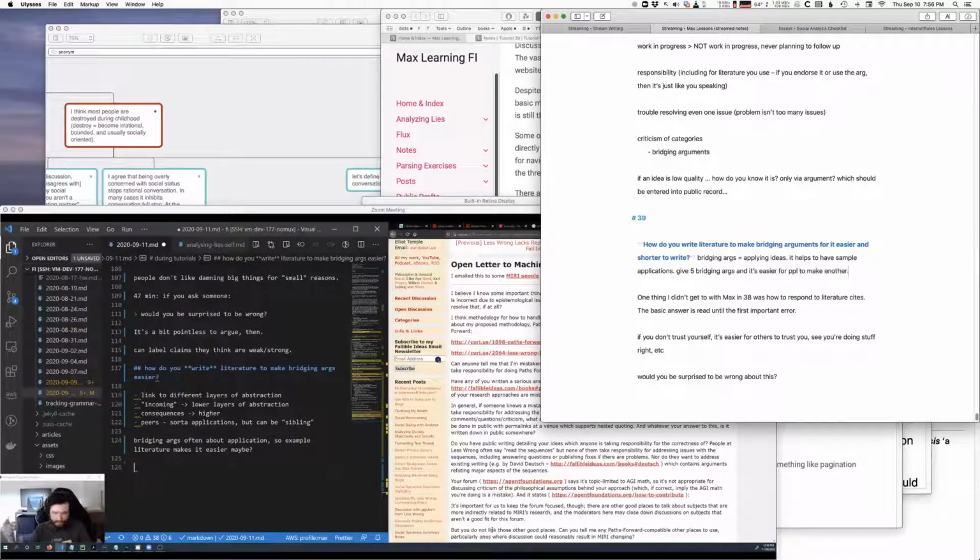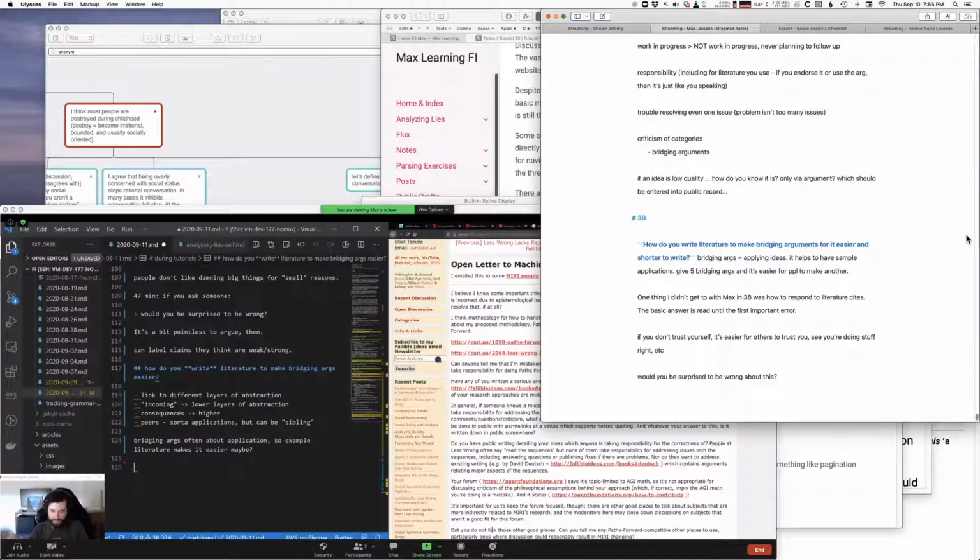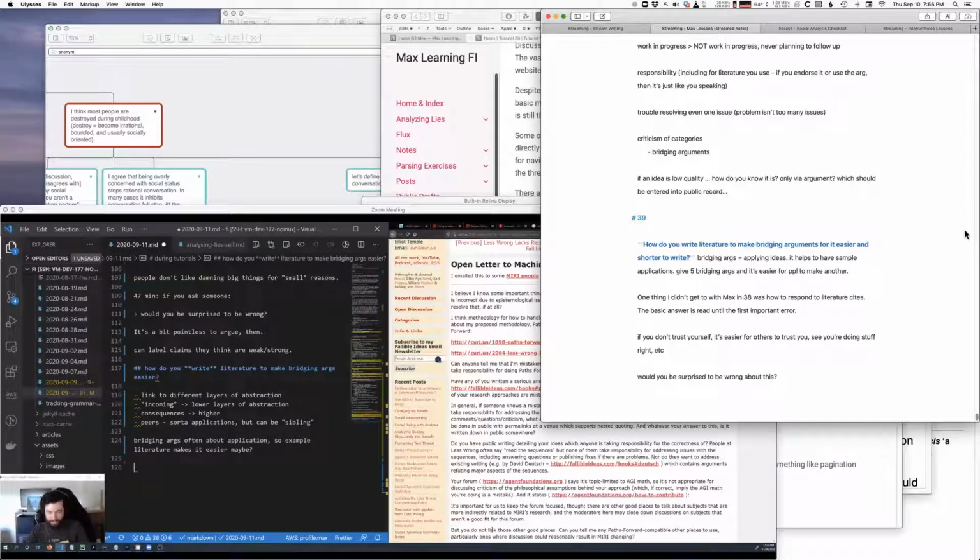essentially pre-computation of bridging arguments, where you're making the bridging argument in advance, anticipating what that's going to be. So for an article, add a section like, how does this interact with this other idea? Which is in essence one of the functions that bridging arguments do.